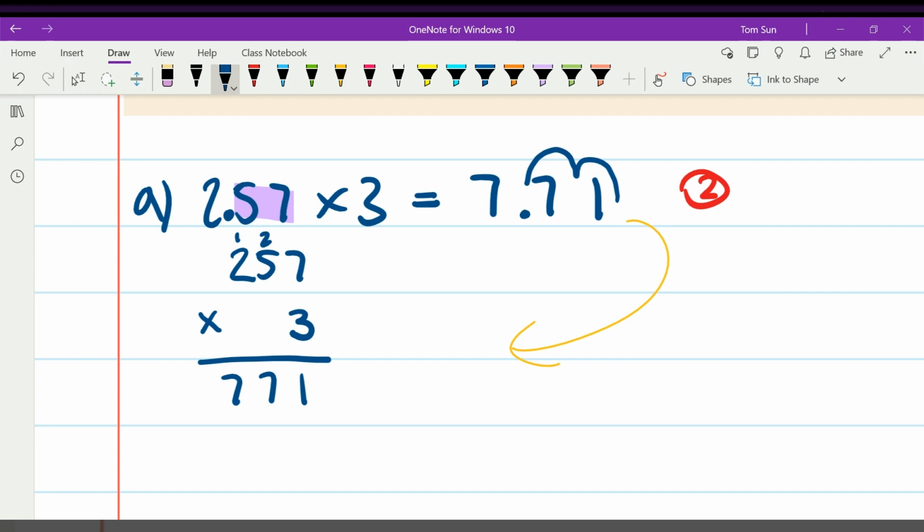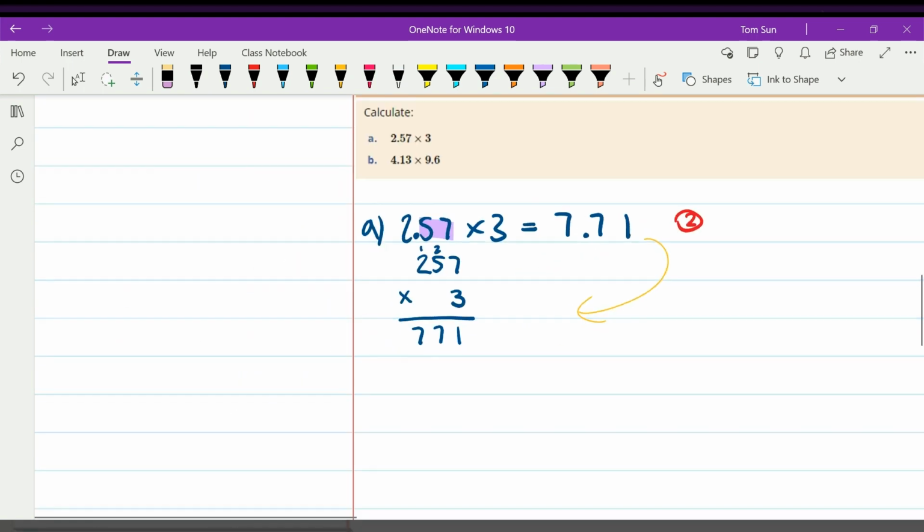So the decimal point goes back here. I don't need these lines, but that allows you to see that I can conduct a multiplication without the decimal points. I count how many numbers are after the decimal point, remove it, and then put it back where it came from.